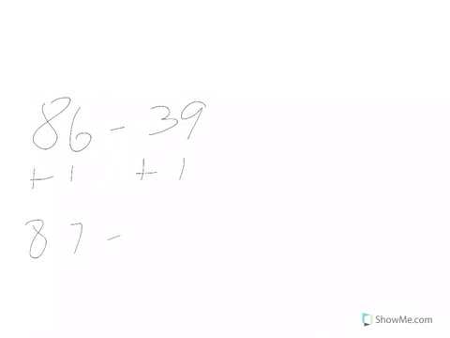Let's say we have 86 minus 39. Well, if we increase both of these by the same amount, the difference will stay the same. So we end up with 87 minus 40, and now we've got a really easy problem because now we've got a multiple of 10 we're subtracting. So now we're going to be able to do this using division, and let's jump right into it.